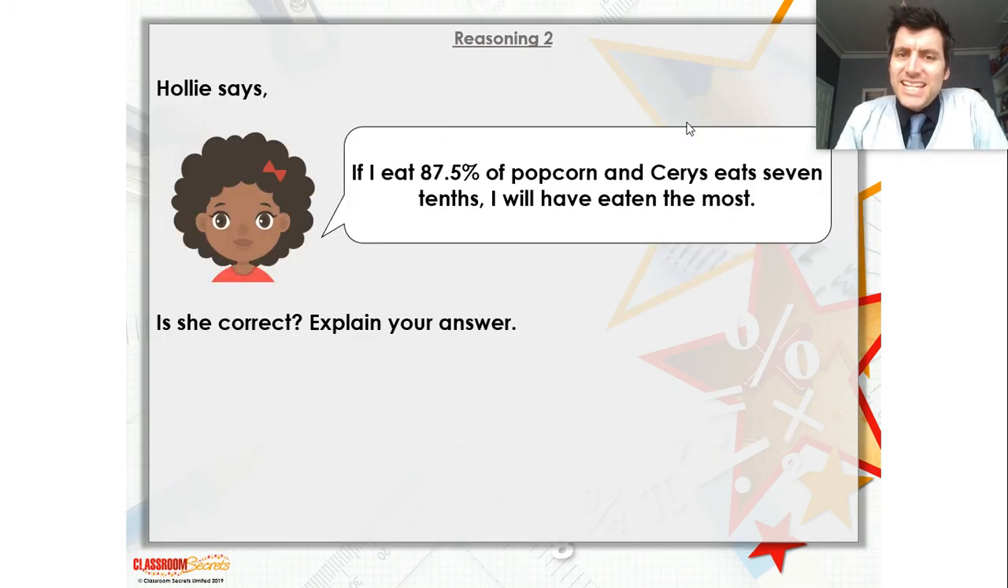Holly here is eating 87.5% of the popcorn, and Keris eats 7/10. She thinks that she will have eaten the most. Okay, so she thinks she's been greedier than Keris. What do you think? Do you agree?